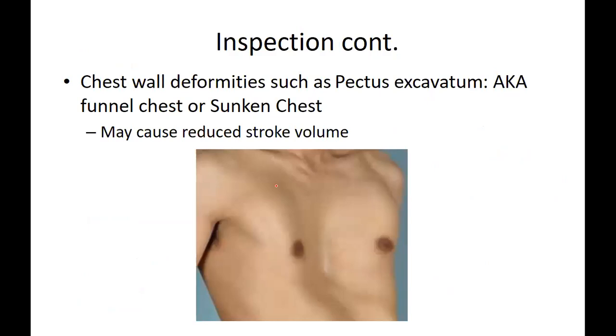As you are inspecting the chest, you also look out for chest wall abnormalities. This one is pectus excavatum, also known as a funnel chest or sunken chest. Look at how the sternum of this patient is pushed inwards. This implies that the heart is being compressed, and this might affect the stroke volume of the heart.